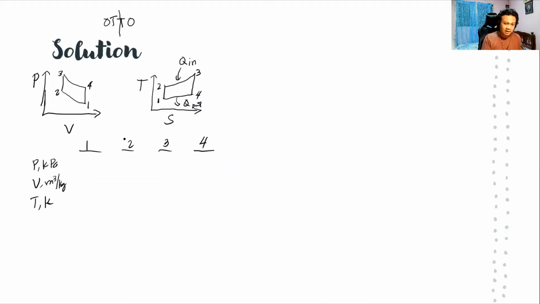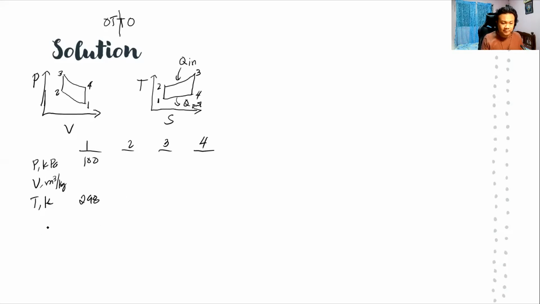So let's list all that we know, diba? At state 1, we have the pressure of 100 kPa, diba? It's 100 right here. And then for T, we have 25 degrees Celsius. So let's convert that to Kelvin already. And we have 298 Kelvin.